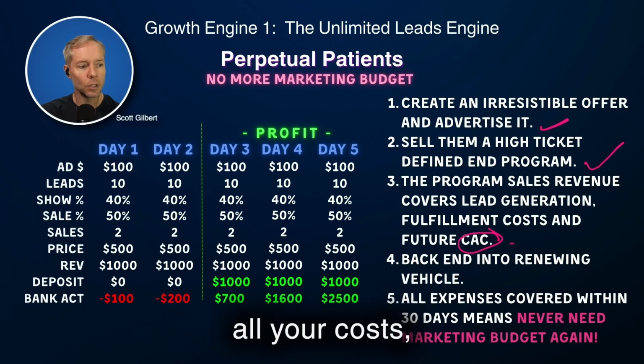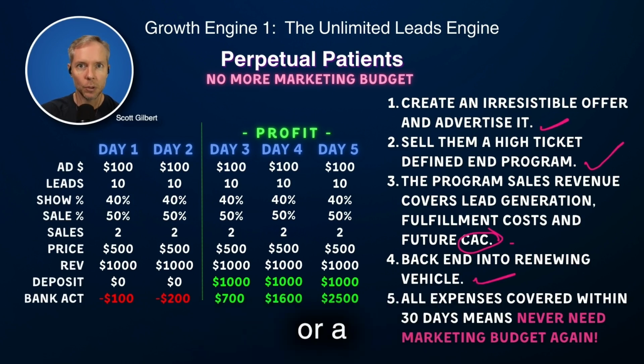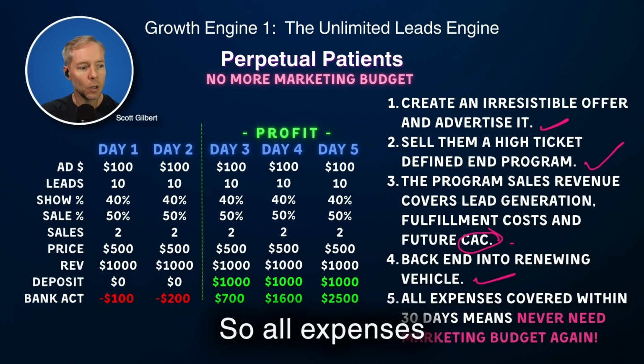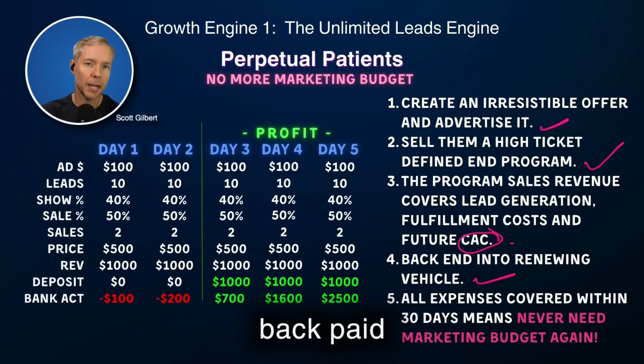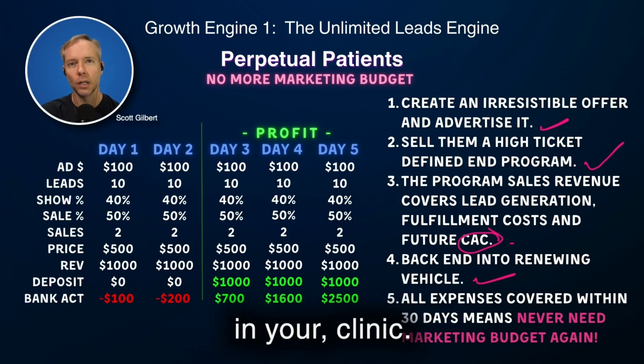So if it covers all of your costs, the back end into a renewable vehicle, so it should be your maintenance program or a continuation program. So all expenses can be paid within 30 days. This is a key portion. So technically, somebody can take their money out on a credit card, and by the time 30 days is up, have everything paid back, and you have a client in your clinic.